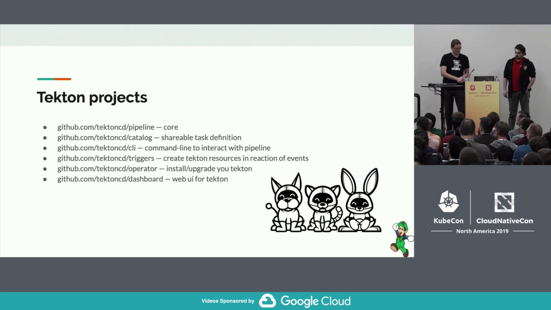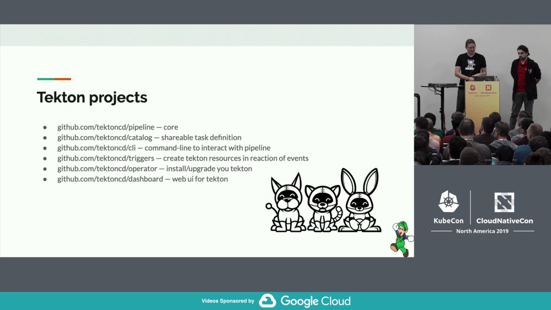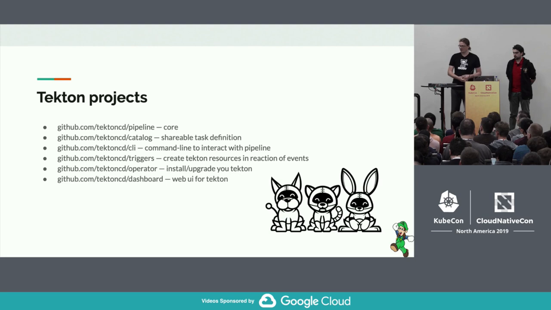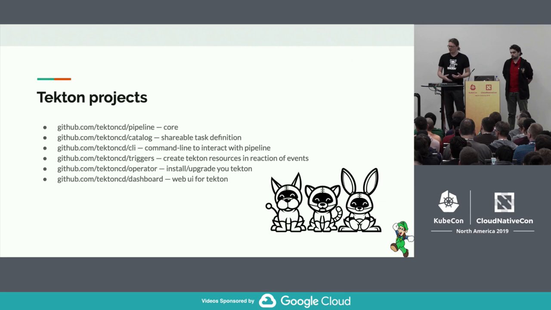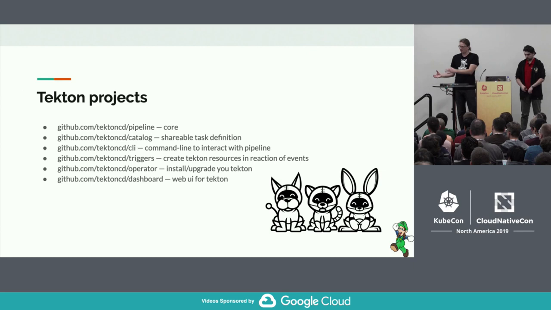As Vincent said, Tekton is not just pipeline. Pipeline is the core component, but along the way, we introduced more and more projects. The catalog is a shareable task definition, so we want to have tasks that everyone can reuse, and they embody best practices. For instance, if you're developing in Go, you can have a task that you use to build your Go code or to run a linter on top of it or run unit tests. This is a solved problem. It's embedded into a task, so there's no need for everyone to go and rewrite it again and again.